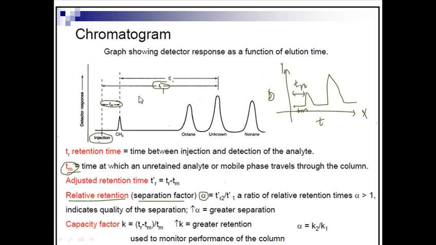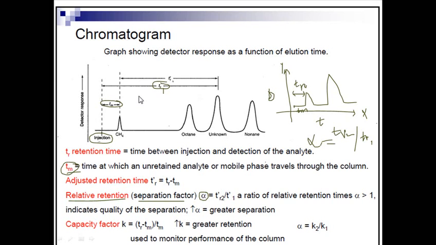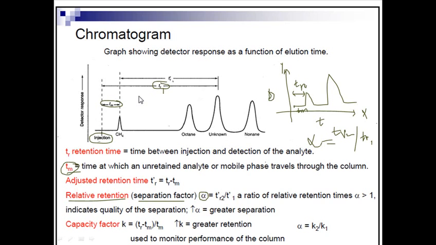Okay, so if we divide TR2 by TR1, then we will end up with alpha. Okay, so alpha means a separation factor. So how well a mixture can be separated is denoted with the separation factor, or alpha. So if we have alpha more than 1, then we have a good quality of separation, or a greater quality of separation. So the higher the alpha is, the greater the separation can be.